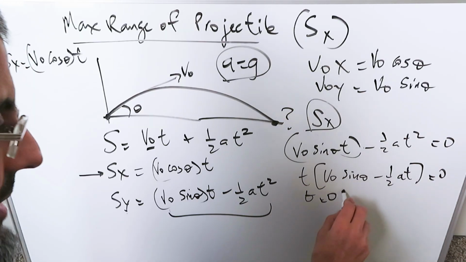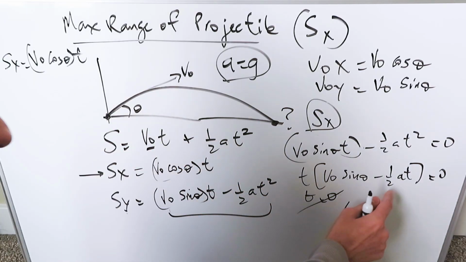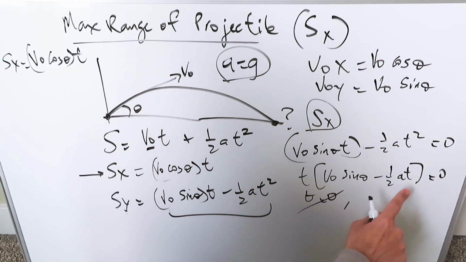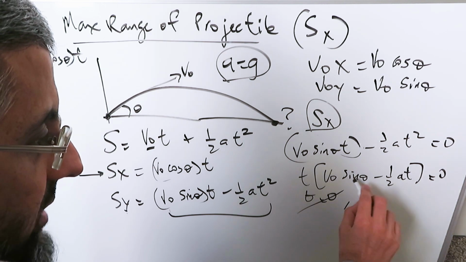t is equal to 0, but I'm not interested in that because that represents the start of the experiment. No motion has occurred. I'm interested in the time coming from right here. Push everything on the other side and solve for t. I would have your t is equal to what?